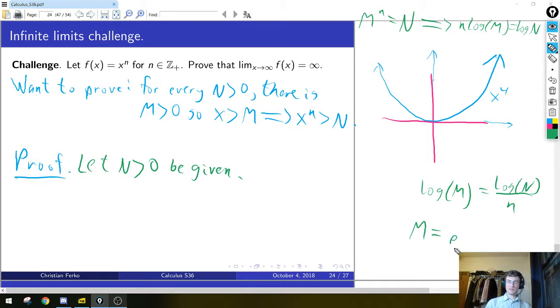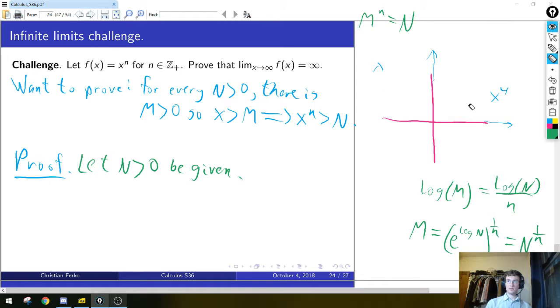Okay, so I'm going to write the right side in a particular way. E to the log n, this is power to a power, right? 1 over n. Okay, so then what does this give me? It's going to be n to the power of 1 over lowercase n. Or this might be something like the nth root of n. Yeah, good. The nth root.